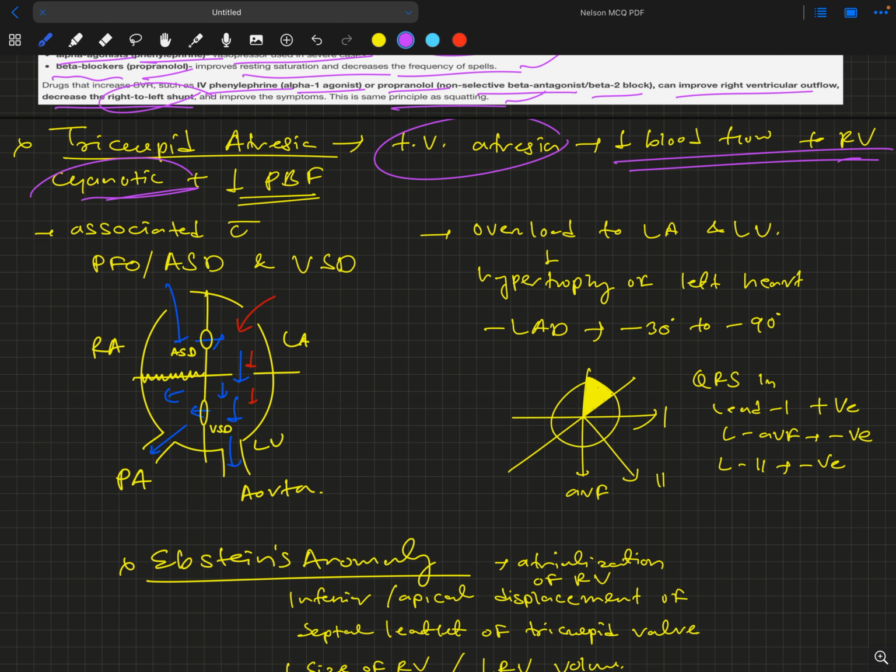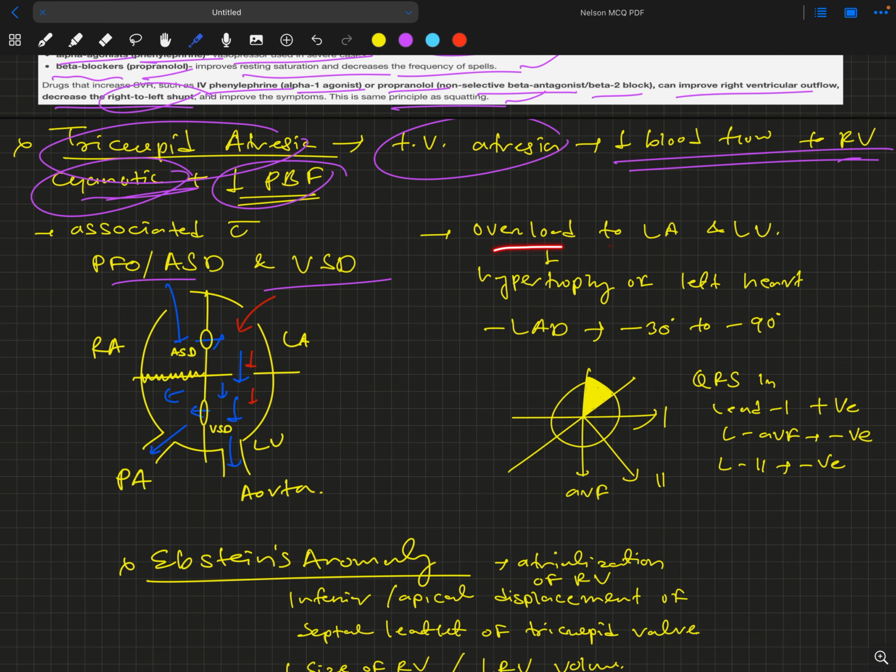So now what takes place? Deoxygenated blood comes from the superior vena cava towards the right atrium, and from the right atrium, as the tricuspid valve is atretic, it will go to the left atrium via the present atrial septal defect. From the left atrium, this blood goes towards the left ventricle, and there is a VSD also present. From the left ventricle it goes to the right ventricle, and the right ventricle goes to the pulmonary artery. So this is what happens in case of tricuspid atresia.